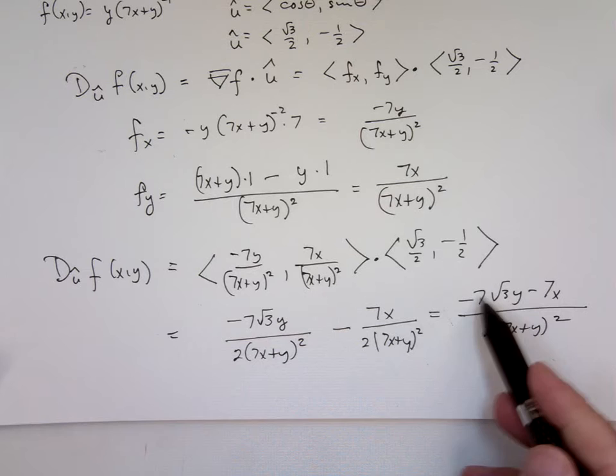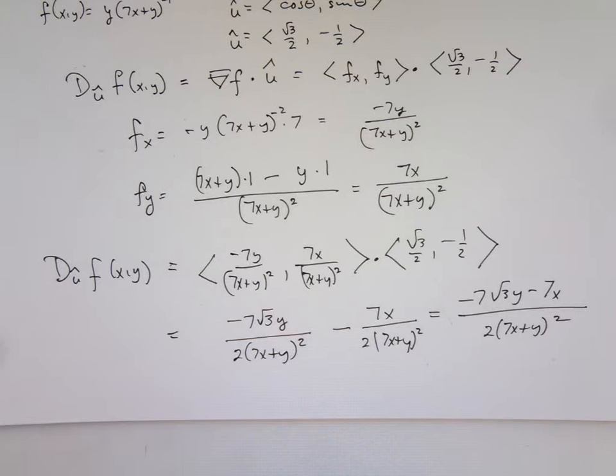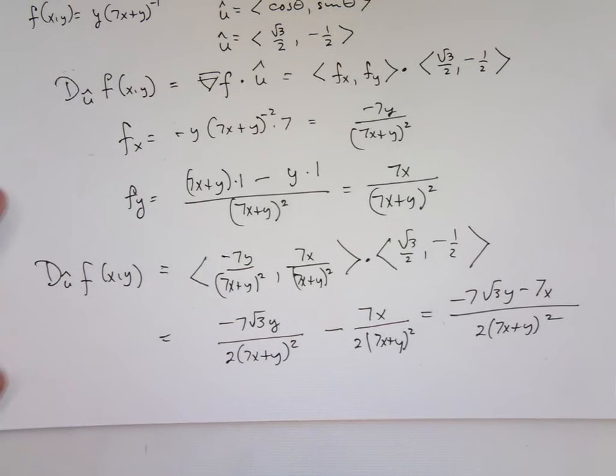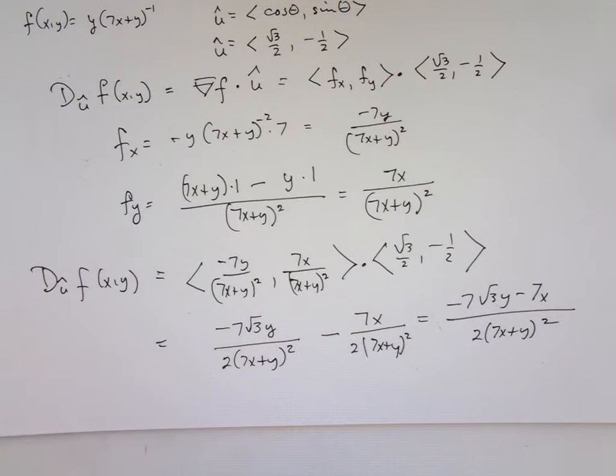You could take a 7 out front, but it's not really going to go anywhere, or a negative 7 out front, but nothing else happens after that. That would be the directional derivative. Usually what they do is give you a point where you substitute in for x and y. But that would be the answer.